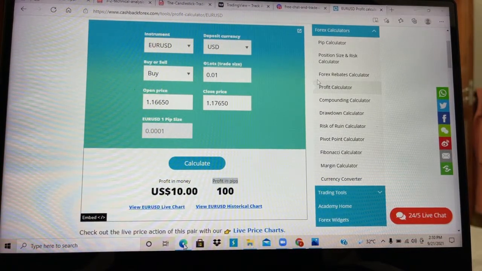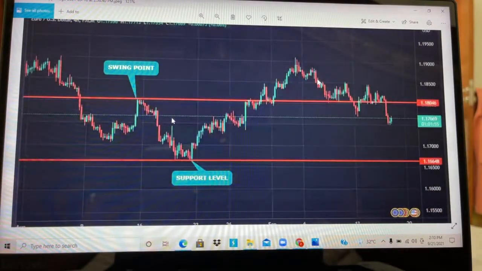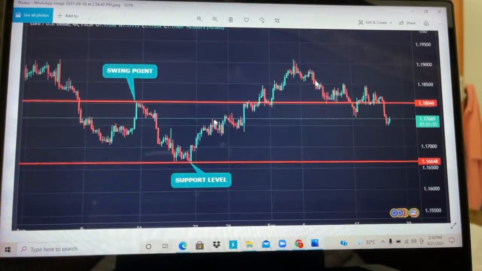So it's just to get the natural idea that every time you come on your charts, you want to mark your support level and your swing point, just to know where we can go, if you were in the opposite end.